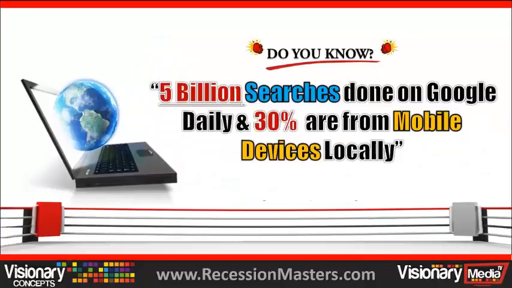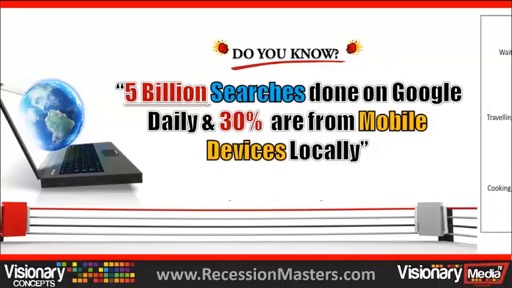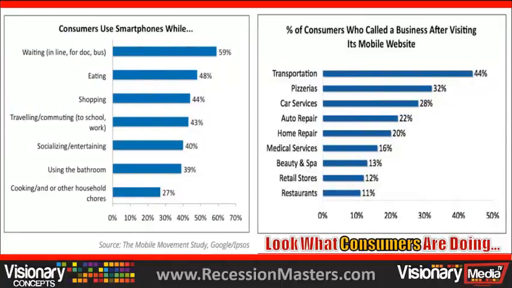Statistics show that over 5 billion searches are done daily on Google, and over 30% of those searches are performed on mobile devices such as smartphones and tablets. They've become the world's new favorite gadgets. So it's imperative that you understand that your customers have gone mobile. And if you look at these statistics on the screen, they will show you just how active your customers are, what type of businesses and services they're looking for, all while using mobile. Things have changed. So should your business.